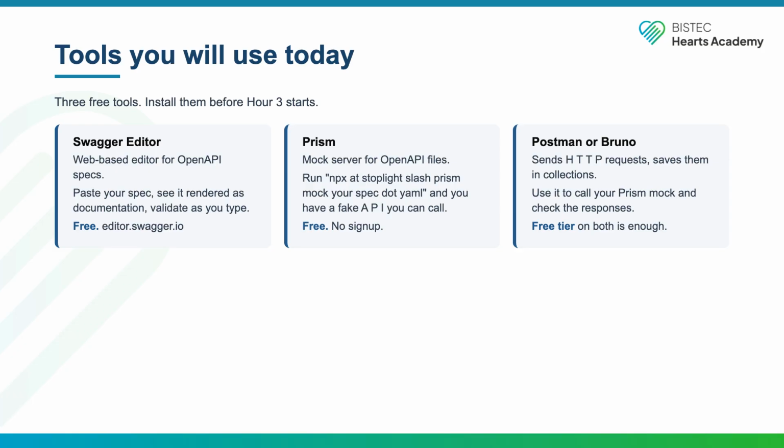Postman or Bruno. Both are free. They send HTTP requests and save them in collections. Use them to call your Prism mock and check the responses. These 3 tools take 5 minutes to set up and save you hours of writing test code.